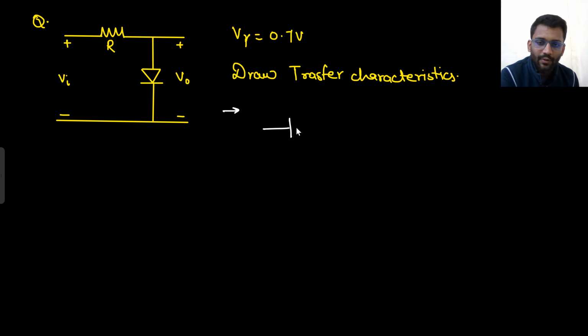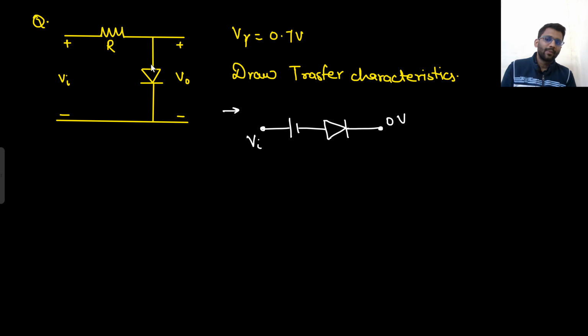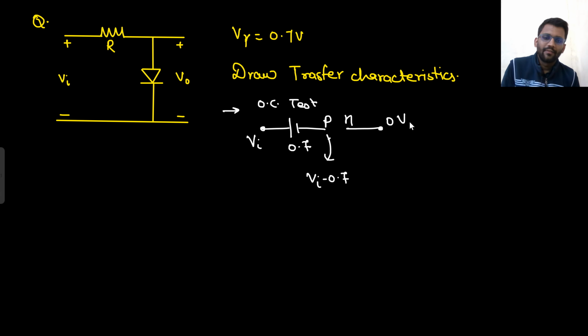So better I will take it before the diode, or you can take it after the diode as well. Anywhere you can take. So this will be our condition. This will be 0 volt. This end N is connected to 0 volt grounded, and here we are having V in. Why V in? Because we are applying open circuit test, right? So this will be our P, this will be our N. Okay, and we are taking the battery out of the diode, that means this will be 0.7. So P potential will be V in minus 0.7 and N will be at 0.